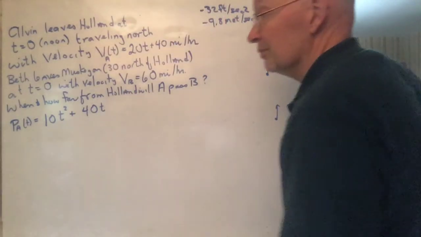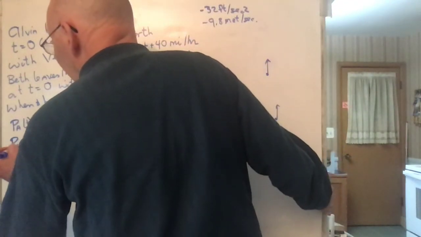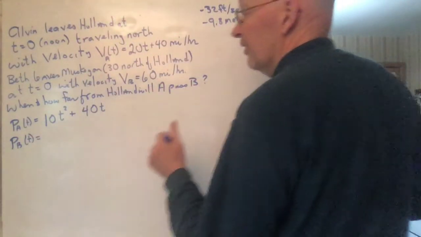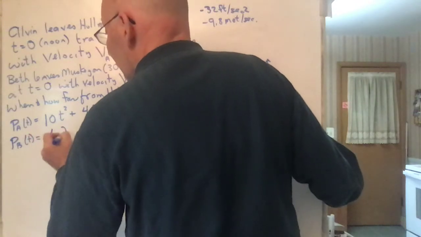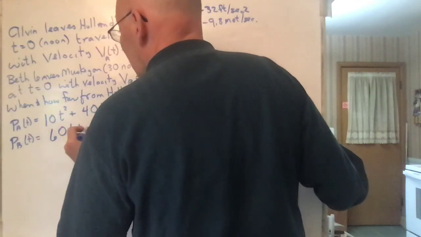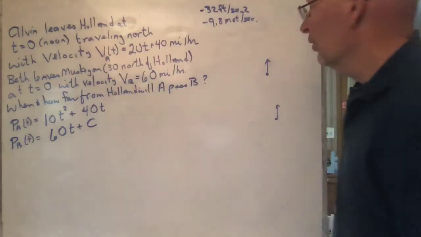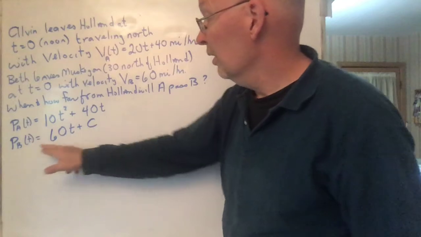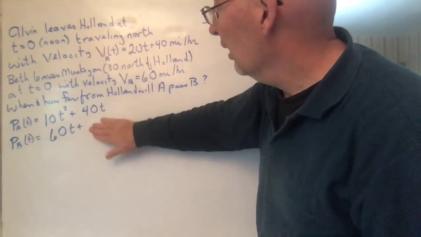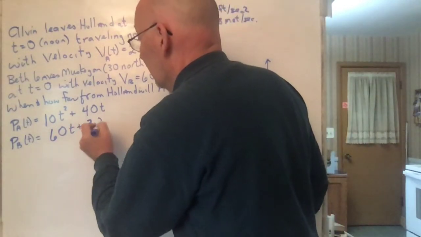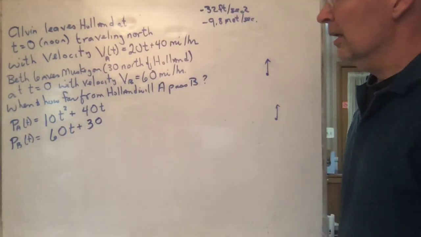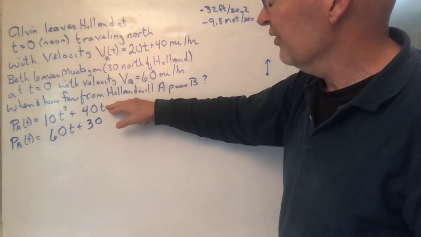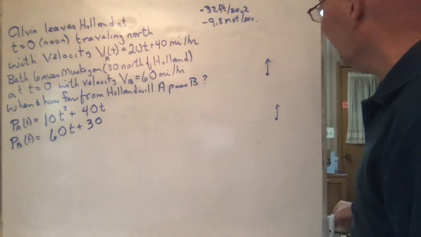So we have that. The position for Beth is the antiderivative of this thing, which is going to be 60t plus c. And notice that Beth is 30 miles north, so at time equal to 0, we want her position to be 30. So that's going to be like so. So now, when will he pass her? In other words, when will Elvin's distance be exactly the same as Beth's?